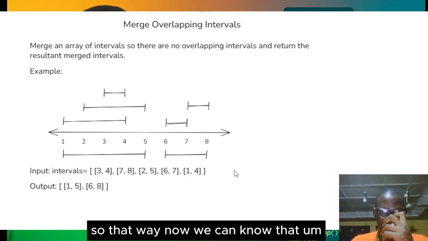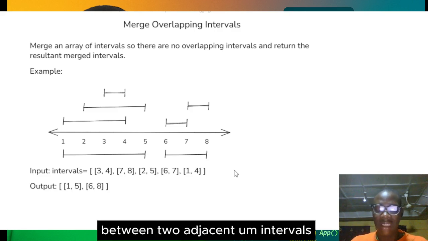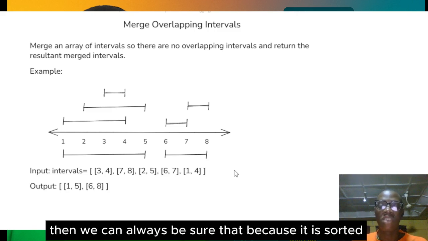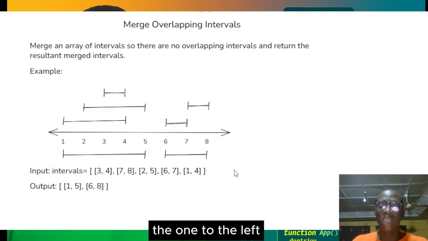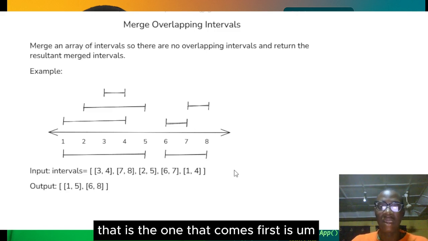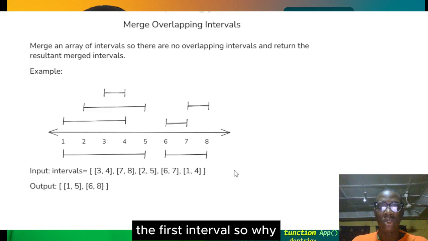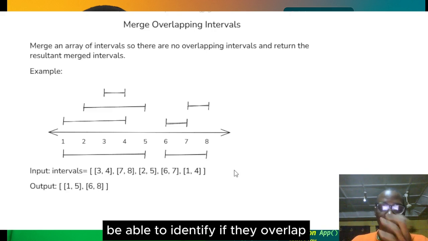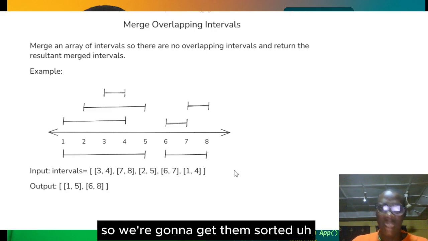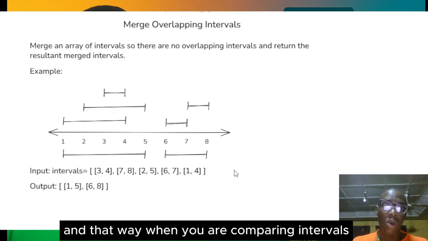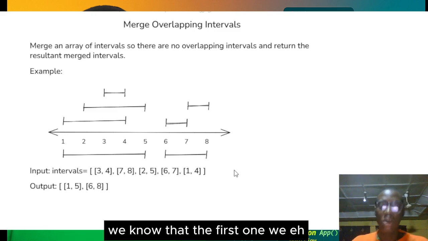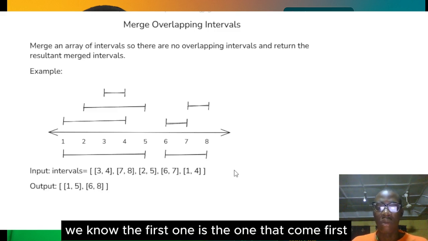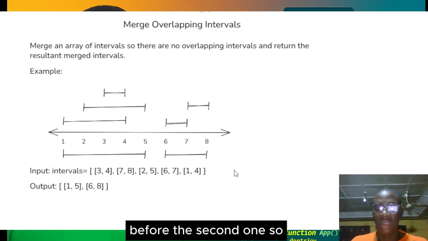That way we can know that between two adjacent intervals, if we want to check if they overlap, we can always be sure that because it is sorted, the one to the left, that is the one that comes first, is the first interval, while the one that comes second is the second interval. So that way we are able to identify if they overlap. We are going to get them sorted, and that way when we are comparing intervals, we know that the first one is the one that comes first before the second one.